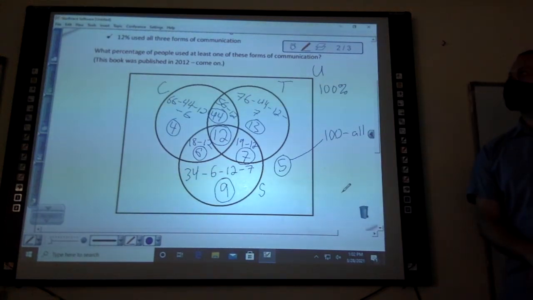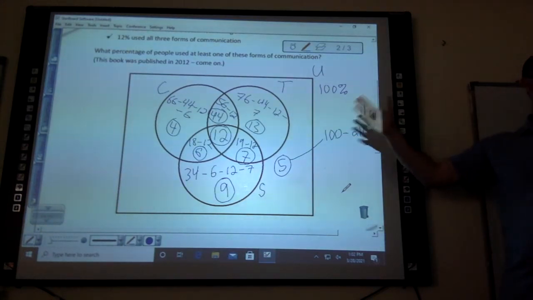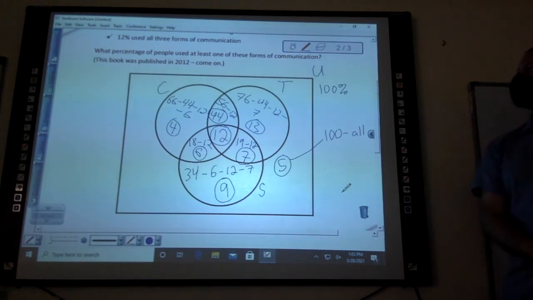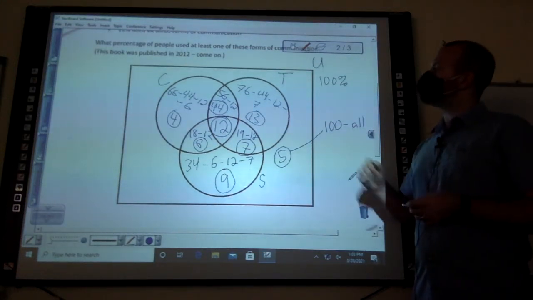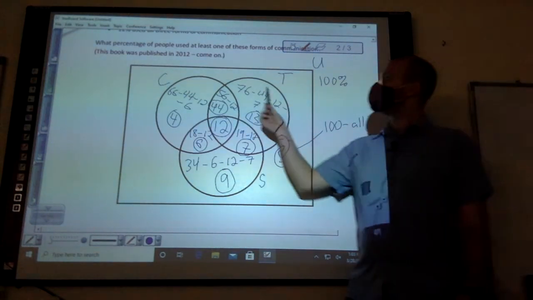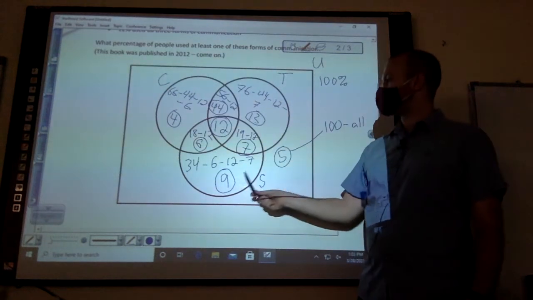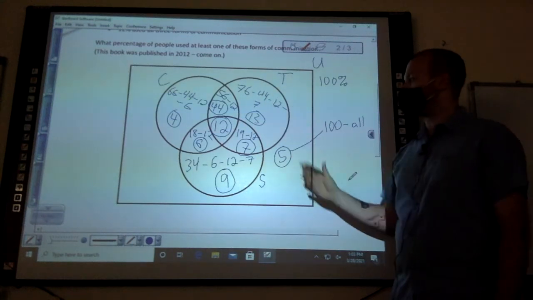Notice we solved this, but we didn't even look at what the question is asking. And that's because once you've done this, you're pretty good. So it says, what percentage of people used at least one of these forms of communication? That means they used either one, two, or all three of them. So what percentage of people used one of these at least? That's just C or T or S. So it could be all of these added up.